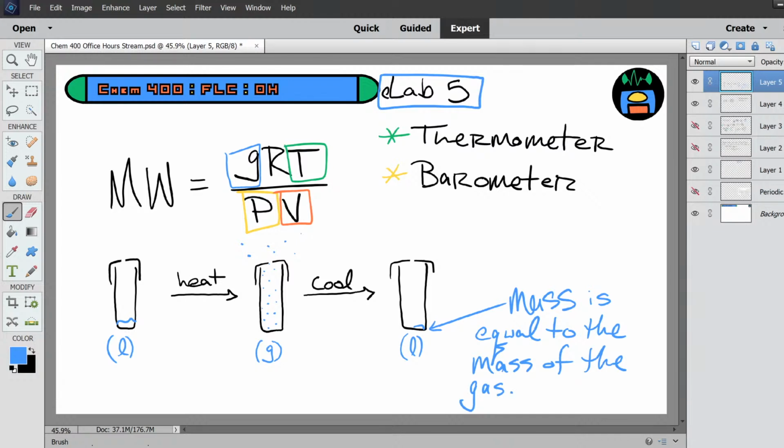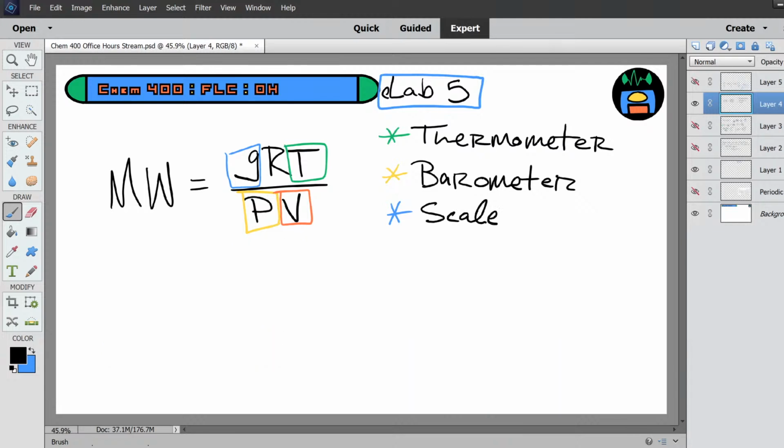All right? So that's why the experiment talks about heating your volatile liquid. Then once it's all evaporated, you cool it back down, because you want to get the mass of all those particles that used to be in the gas phase. It's easier to measure when it's in the liquid phase. So here, you measure that mass with a scale. All right? So that's how you get the mass.